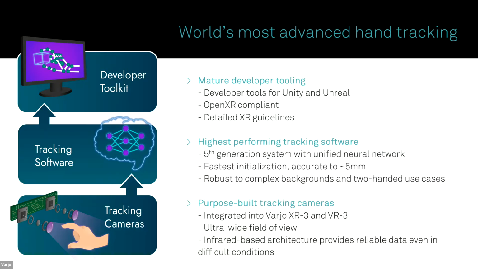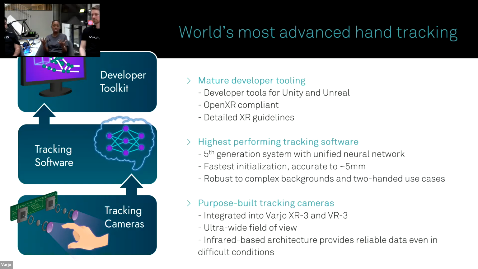Then if you build up on top of that, we go from hardware to software. The headsets have got our 5th generation of hand tracking. One of our really good features is the fast initialization. And we're really robust to complex backgrounds and two-handed use cases. From that example we saw with VRED, being able to use one hand as a menu and then using the other for selecting is a really good use case for us in being able to do two-handed interactions.